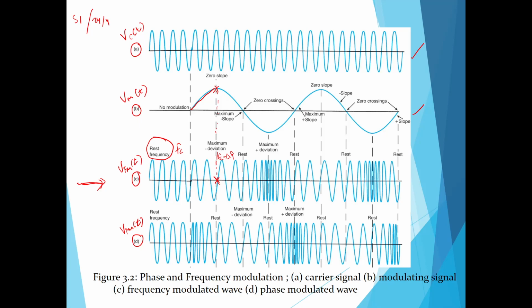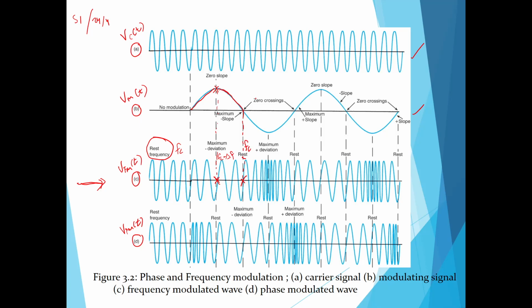Okay, and then the VMT moved from positive peak, and then it reached the x-axis, or what we call as the zero crossing. Zero crossing is the x-axis, when the wave wants to change the polarity from positive to negative or negative to positive. So this is the point where we call it as zero crossing. So at zero crossing, the carrier frequency would be at rest frequency. What is rest? Rest is at FC.